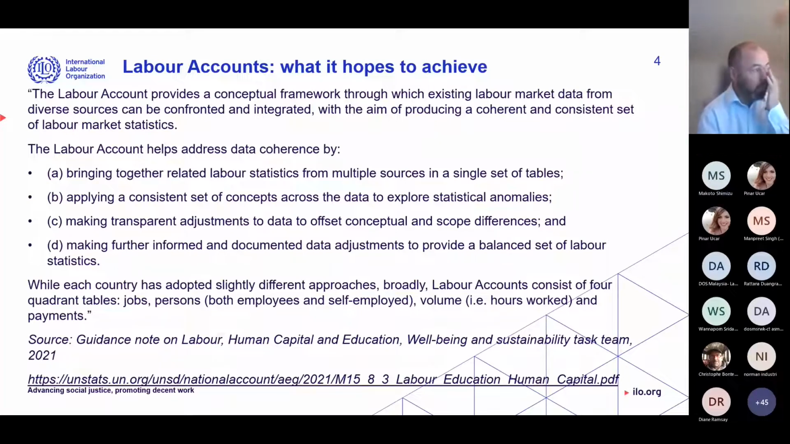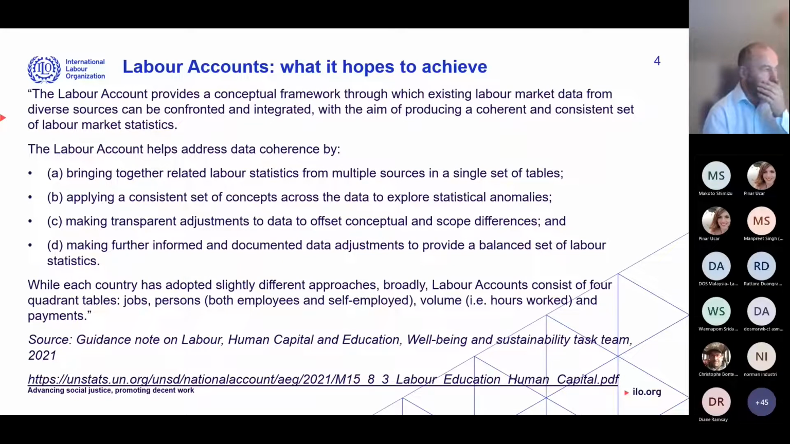But what it says about what labour accounts hope to achieve is that labour accounts provide a conceptual framework through which existing labour market data from diverse sources can be confronted and integrated with the aim of producing a coherent and consistent set of labour market statistics. So the objective is to bring them together and try to produce something comprehensive and coherent on labour.